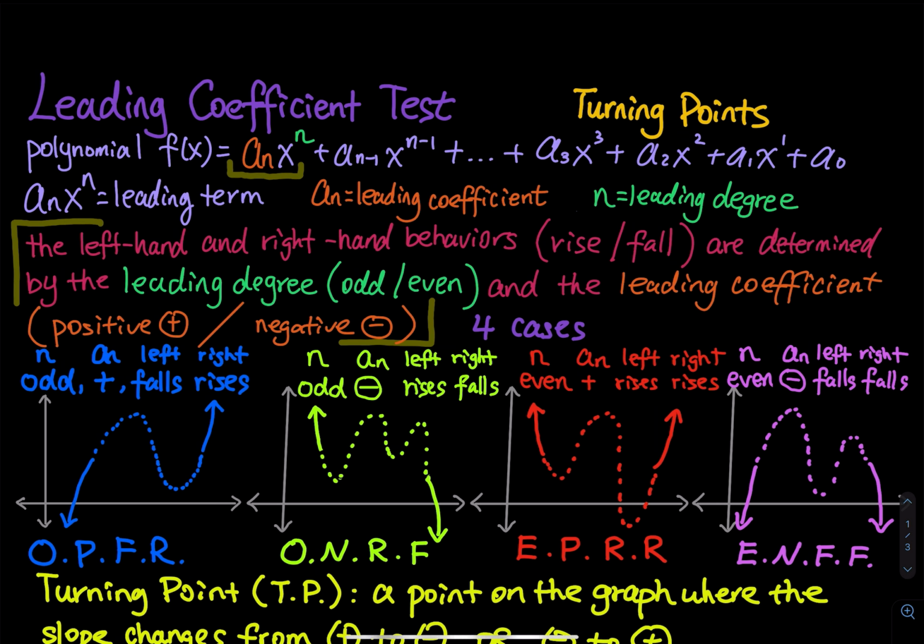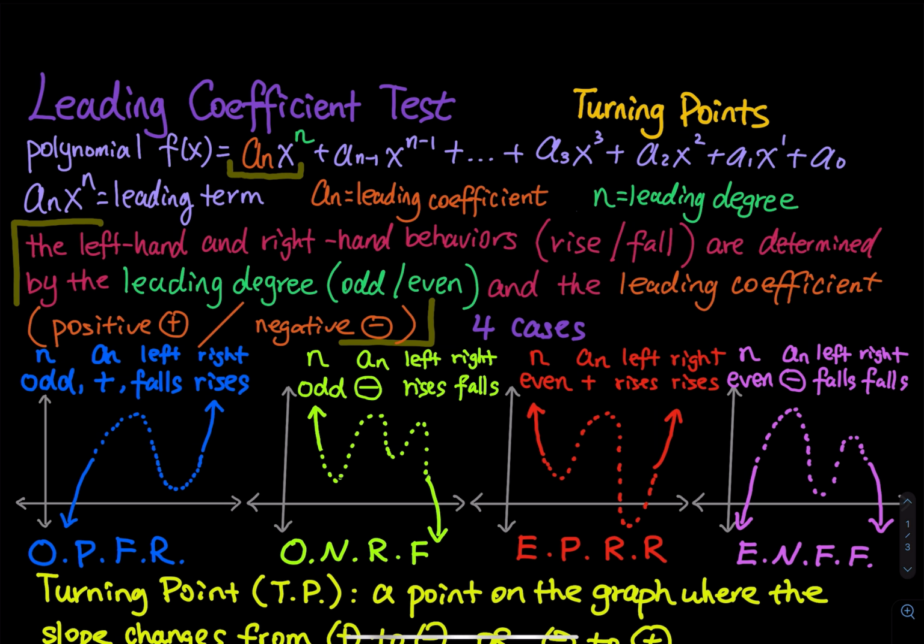And then the green curve, the second case, when the leading degree is odd and the leading coefficient is negative, the function rises to the left and falls to the right. To make this short, I write ONRF. The leading degree is odd, the leading coefficient is negative, rises to the left and falls to the right. That is the second case.